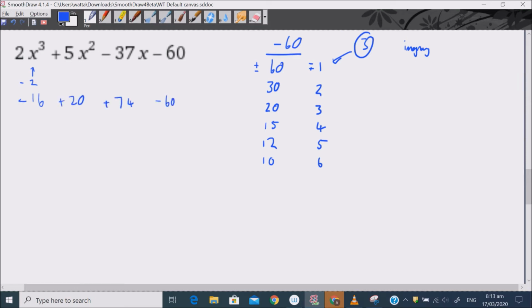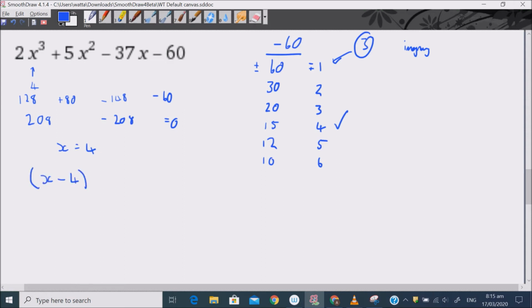Closer, it doesn't work still. I'll try 4, because based on what I just saw, 4 looks like it might work. Yep, okay, so if we add those and minus those, that's 0. So 4 is a factor. We know 4 is a factor. X equals 4, so one of our brackets can be x minus 4.